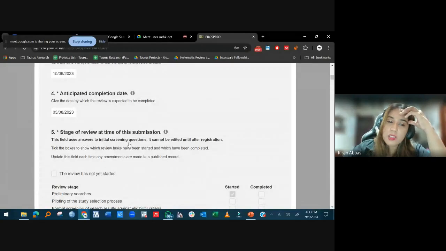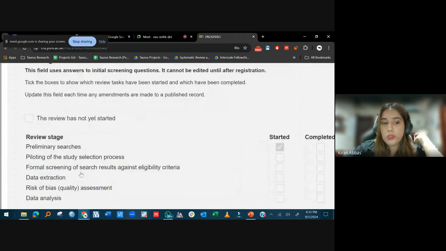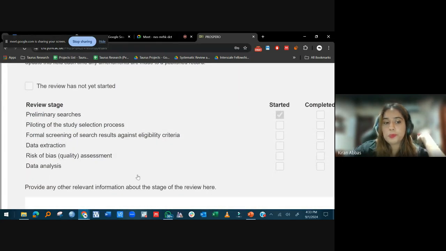And then the stage of review at the time of this submission. At that time I hadn't started at all, so I had written preliminary searches. These are the different options that you can choose.